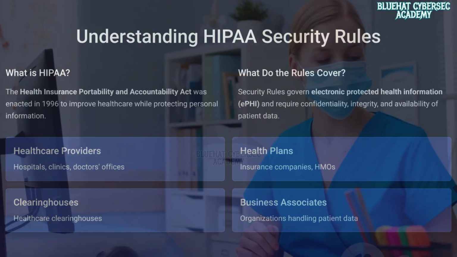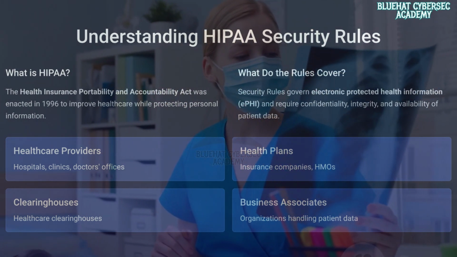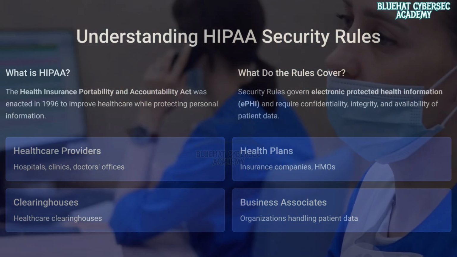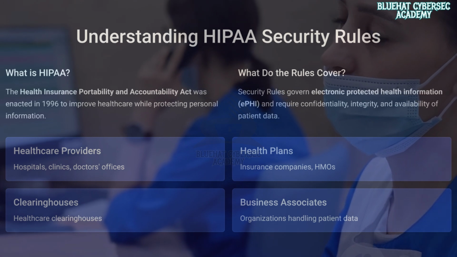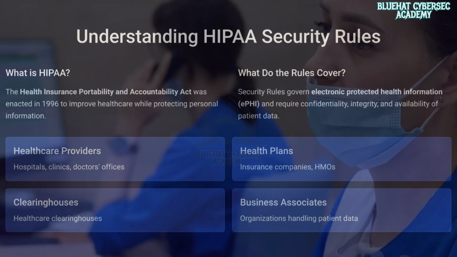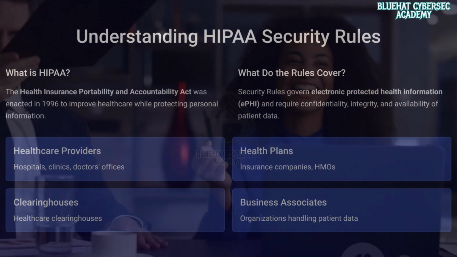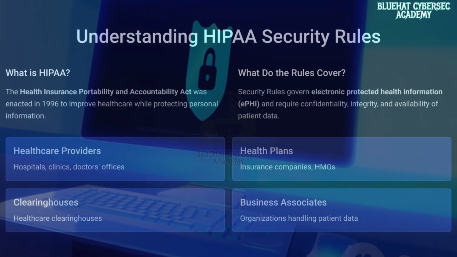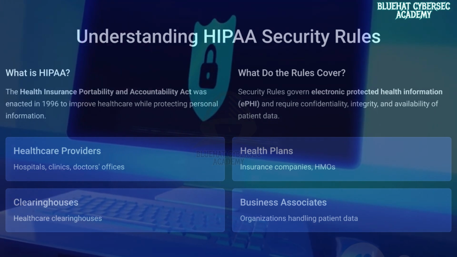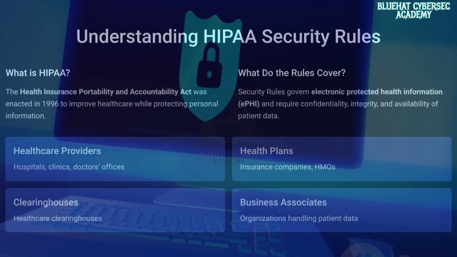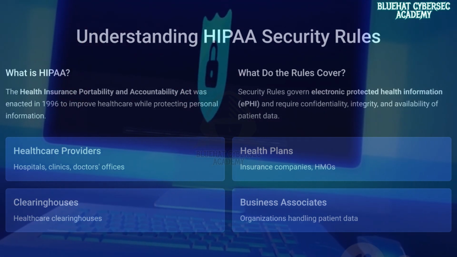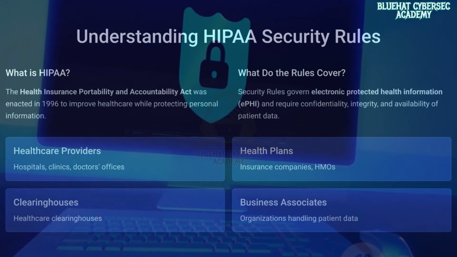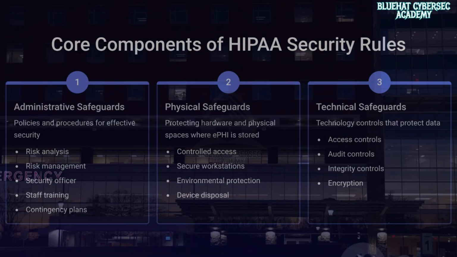These rules apply to healthcare providers like hospitals, clinics, and doctors' offices, health plans including insurance companies and HMOs, healthcare clearinghouses, and any business associates that handle patient data on behalf of these organizations. In short, HIPAA security rules are designed to prevent unauthorized access, use, or disclosure of electronic health information, making sure patients' privacy rights are respected, even in a digital world.